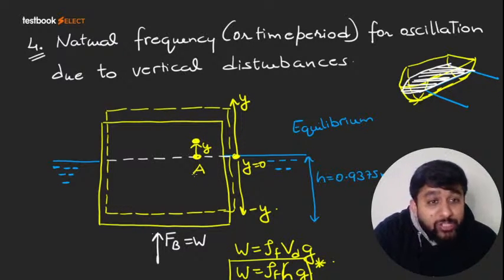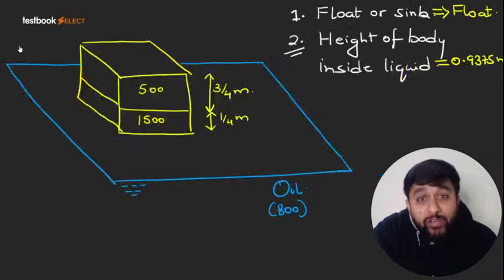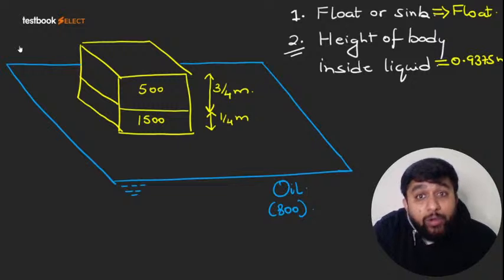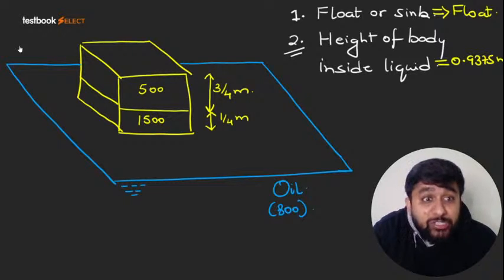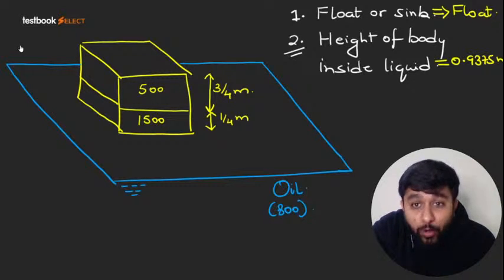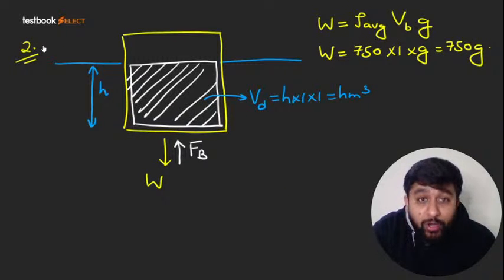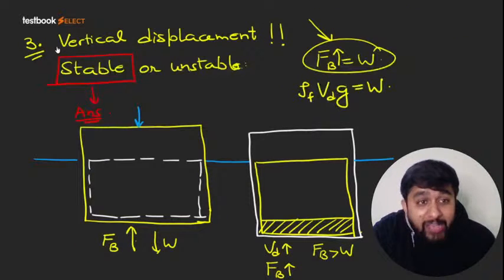Since you have joined just now, let me show you. The first question was, there is an object of non-uniform density. I wanted to check whether the object will float or sink. So we found out the average density, which is 750 kg per meter cube. So we realized the object will float. Then we found out how much is the height of the body inside water. We found it to be 0.9375 meters. So if the body is floating, it will be in equilibrium. Then I asked, if I give a small displacement to the body, whether the body will be stable or unstable.